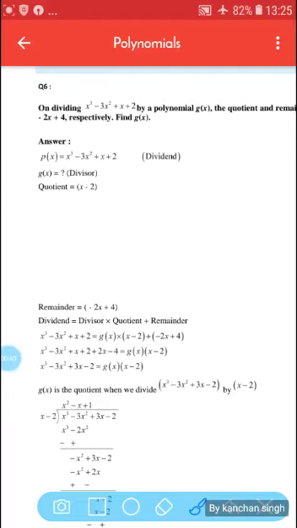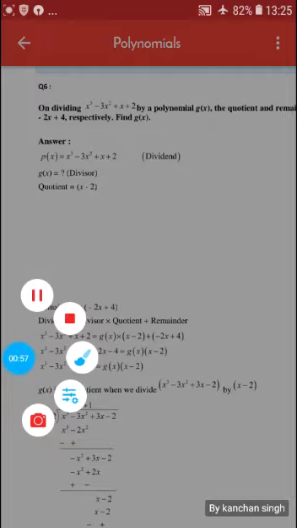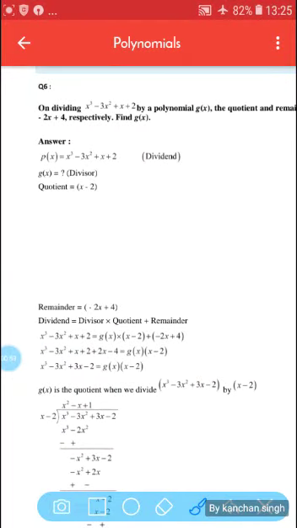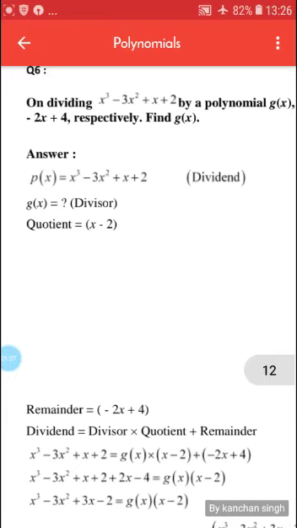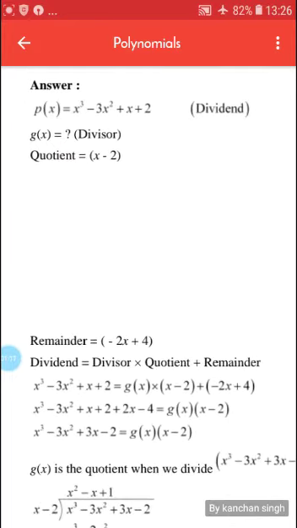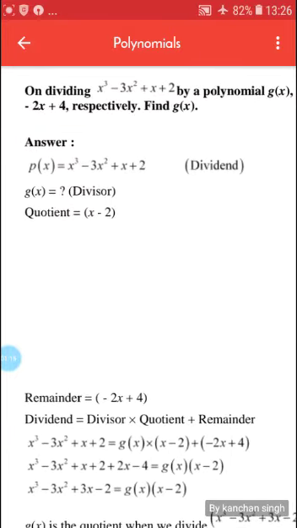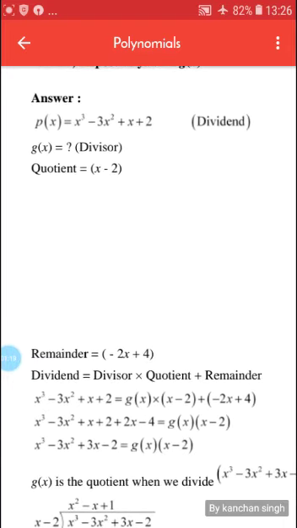Now see what is given to us. Here it is given, on dividing this by a polynomial, so our p(x) is x cube minus 3x square plus x plus 2. And g(x) we have to find. Dividend is given, divisor we have to find, and quotient is also given to us. Is that okay? While solving any problem in mathematics, first you have to write what is given and what we have to find. So here dividend is given to us.